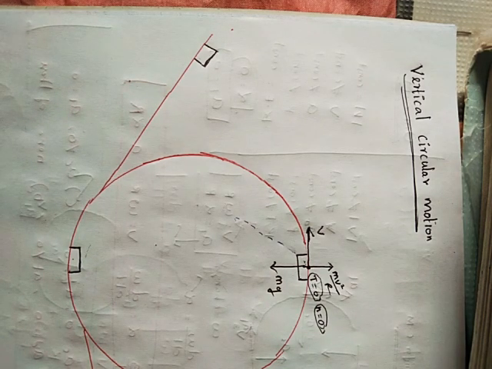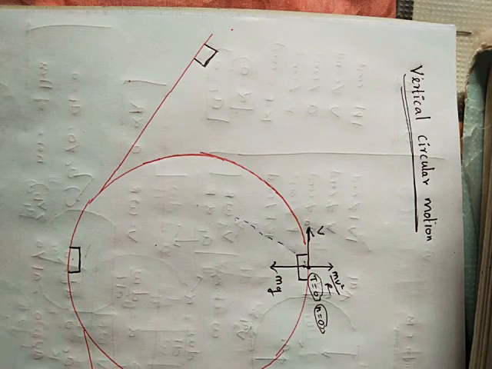Hi guys, this is the last topic of circular motion, that is vertical circular motion. Very important topic. Most of the NEET questions are asked in this area. When you have a clear idea about this, you can solve many NEET questions regarding work, energy, and power. Okay, let's see what a vertical circular motion is.